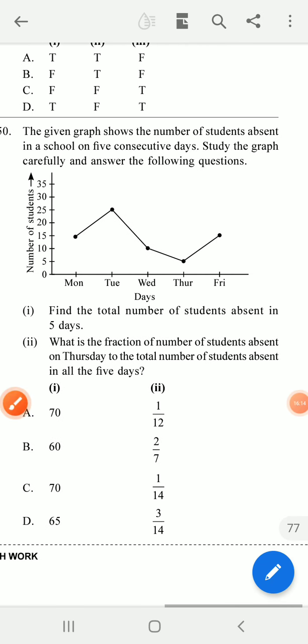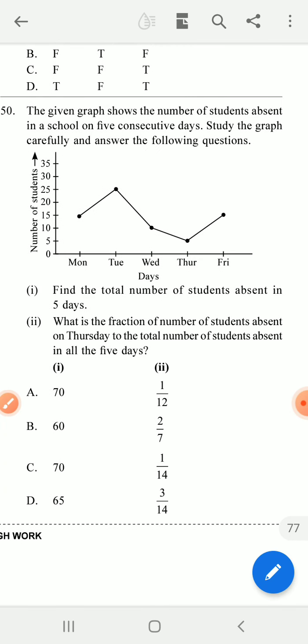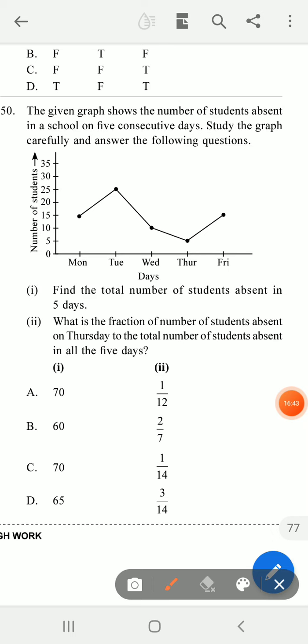Now what is the fraction of the number of students absent on Thursday to the total number of students absent in all the 5 days? So the total number of students you can get easily. First you find out the total number of students on Thursday, then divide it by the total number of students in 5 days. So you get a fraction, and this fraction is, I think, 50C. This is 1 by 14. So 1 by 14 is the answer.